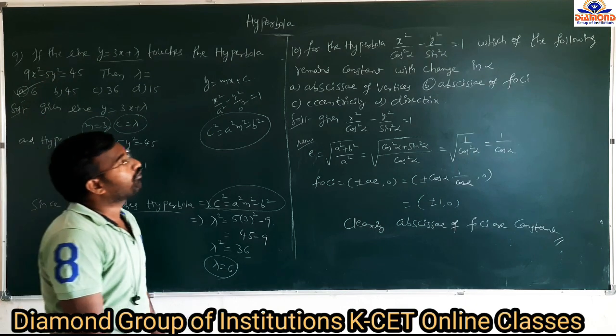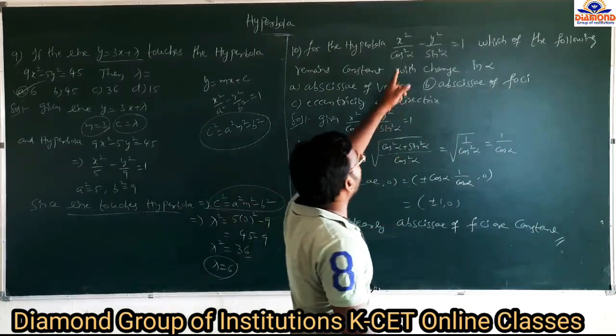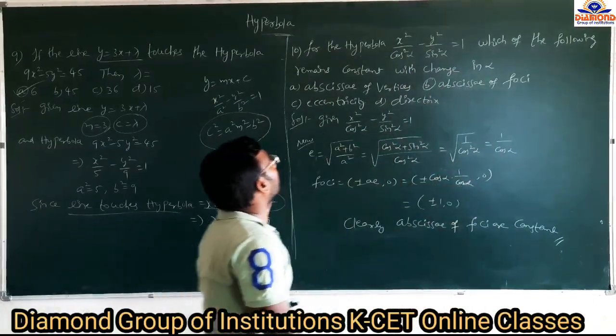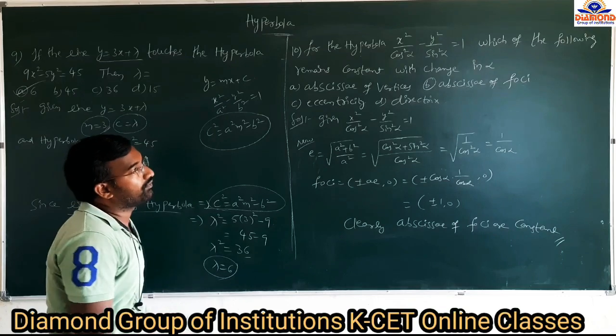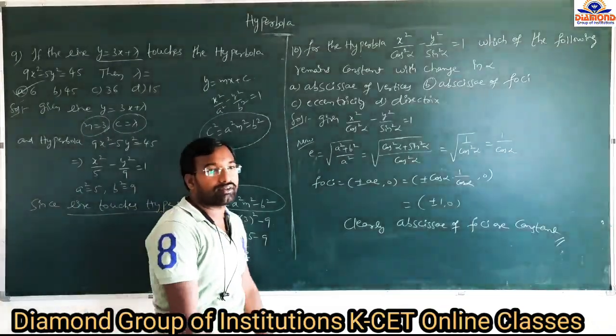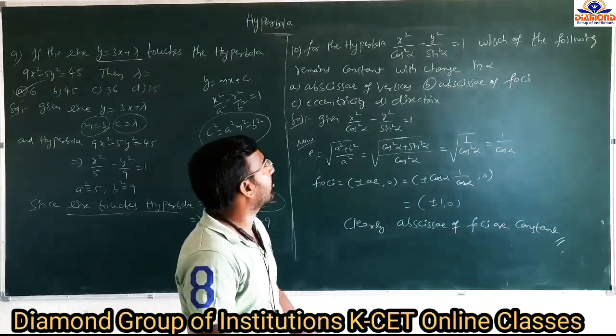Next, for the hyperbola x square by cos square alpha minus y square by sin square alpha equal to 1, which of the following remains constant with change in alpha? That is nothing but independent of alpha. Which is independent of alpha?